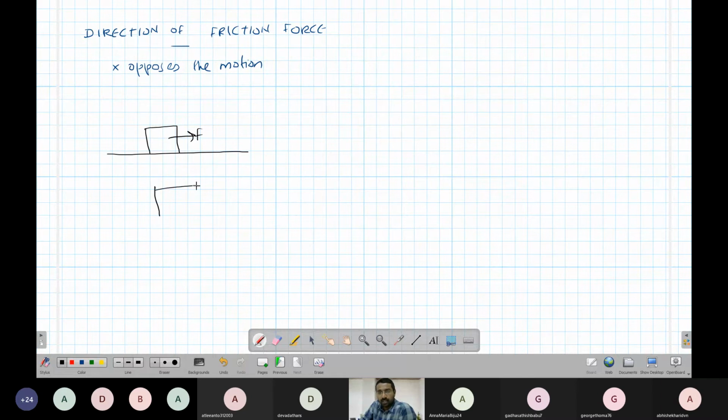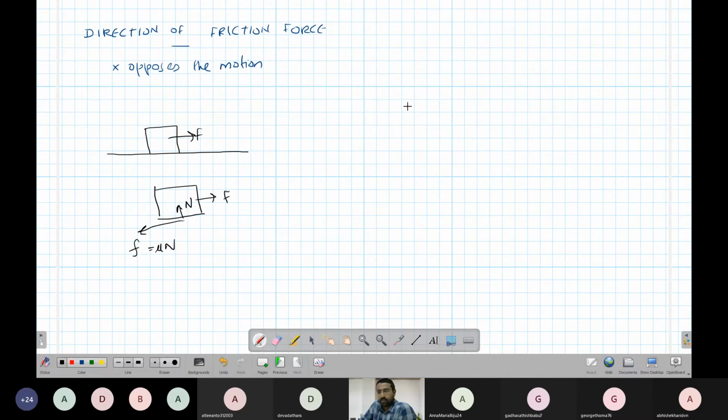So if I isolate the box, this is the force I'm applying. My friction will be in the opposite direction, and the value will be mu times N, where N is the normal force acting here. The box's weight acts, and there is a normal force N. Mu times N is the friction value.